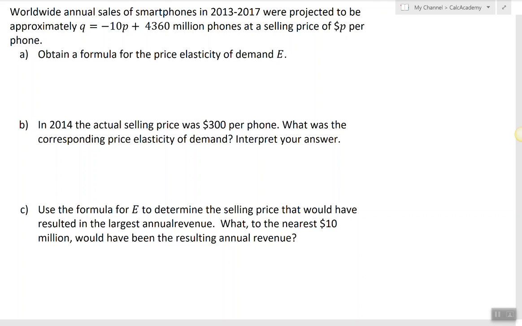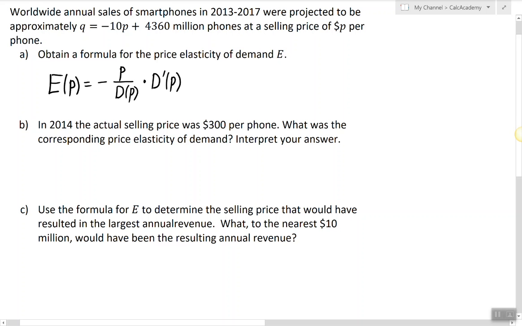In this video, I will show how to find, use, and interpret the elasticity of demand function. First, let's go ahead and obtain the formula for the price elasticity of demand. Let me remind you the formula. If we're looking for the elasticity of demand as a function of price, it is negative P divided by the demand as a function of P times the derivative of demand with respect to P.